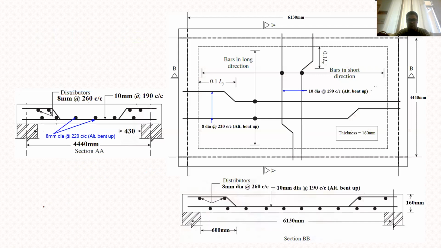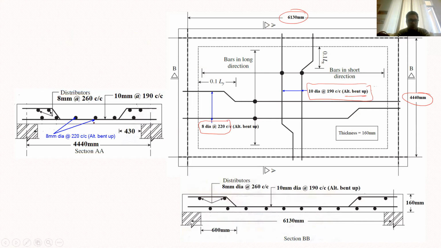So reinforcement sketch is provided here. So here you can see this is the plan, longer span, shorter span, and these are the reinforcement which is along the shorter span, which is 10 dia at 190 mm center to center, which is alternately bent up. Similarly, for reinforcement along the longer span, it is 8 mm dia at the rate of 220 center to center.